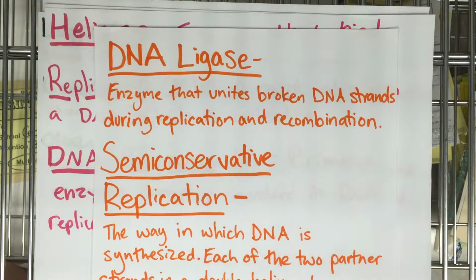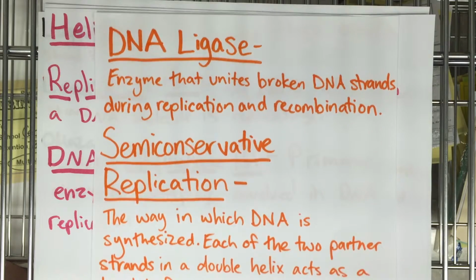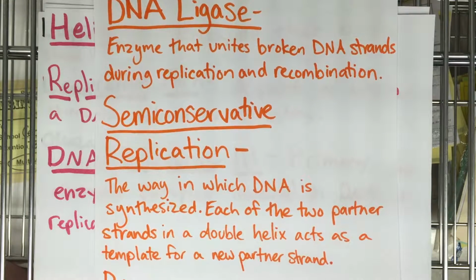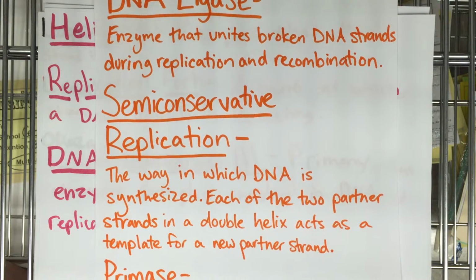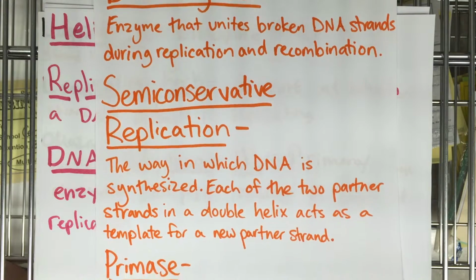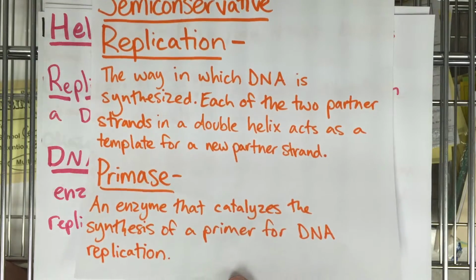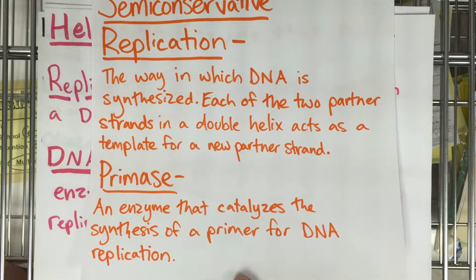DNA ligase, enzyme that unites broken DNA strands during replication and recombination. Semi-conservative replication, the way in which DNA is synthesized. Each of the two partner strands in a double helix acts as a template for a new partner strand. Primase, an enzyme that catalyzes the synthesis of a primer for DNA replication.